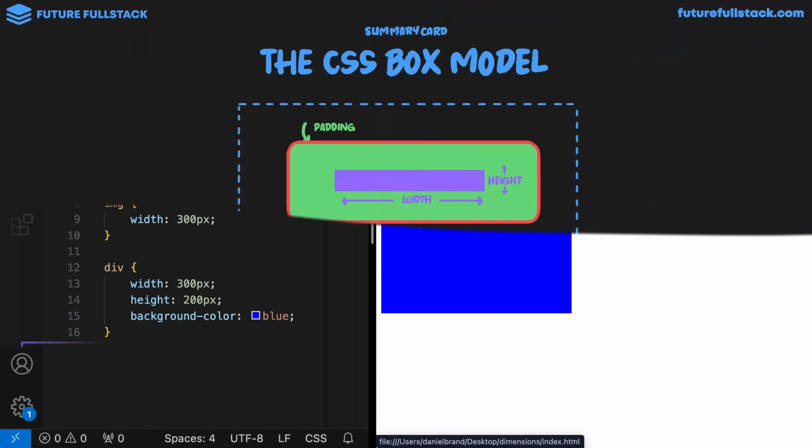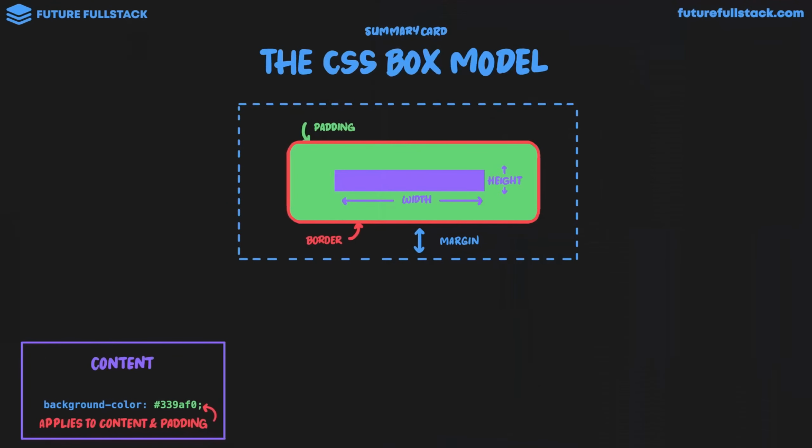So let's now add to our summary card the CSS box model. In this chapter, we looked at the width and height properties. The width property looked like this, which sets a fixed width on our element, and the height property looks like this, which sets a fixed height on our element.